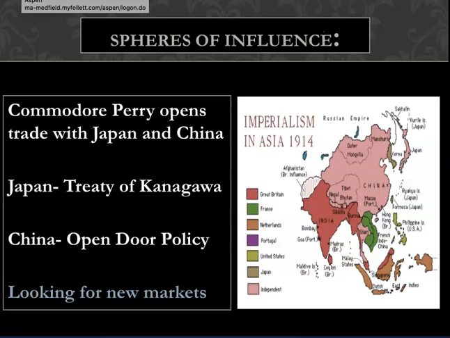Today, we're going to be looking at the ways that the United States is going to expand. So, different types of imperialism, one being a sphere of influence where a country has control over another country's economy. So, we're going to be looking at opening up trade with the Japanese and the Chinese.